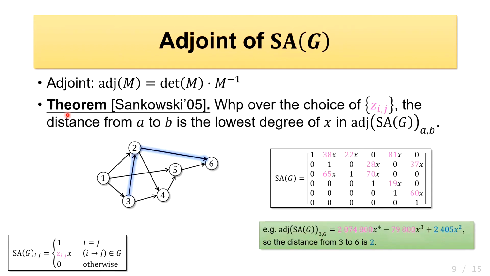The proof of this theorem is not very hard. Actually, every path from A to B contributes to the AB entry of this adjoint of SAG. If the path has length L, then it contributes some constant times x to the L to this entry. So if we want to find the shortest path from A to B, we simply find the lowest degree of x in this entry.